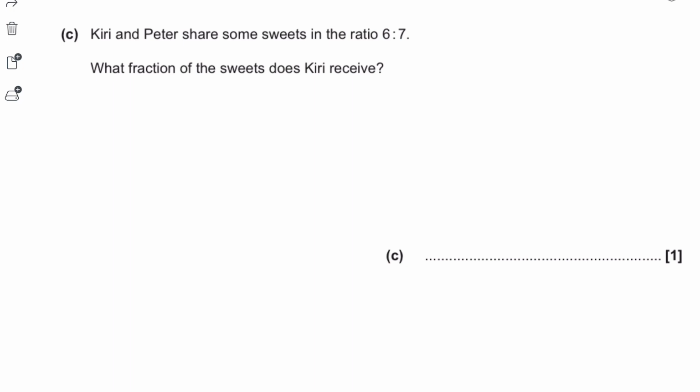Kira and Peter share some sweets in the ratio of 6 to 7. What fraction of the sweets does Kira receive? So in total there are 13 parts, so it would be 6 over 13.